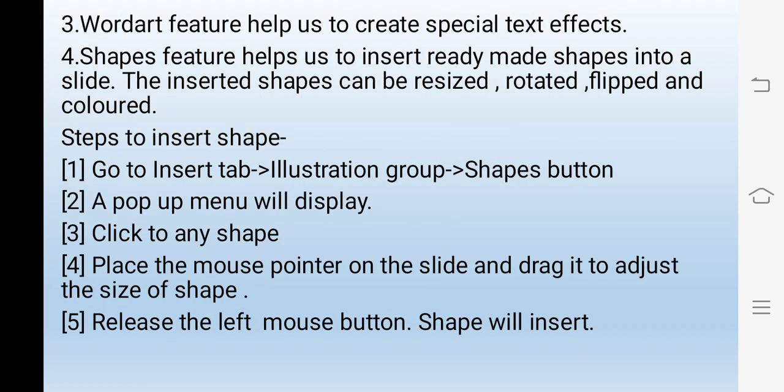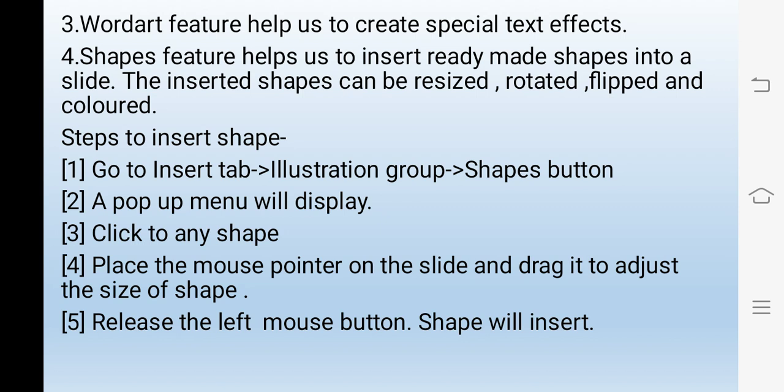Third is briefly explain the word art feature. Children, the word art feature helps us to create special text effects. Next is explain the shape feature and the procedure to insert a shape in a slide. Children, the shape feature allows us to insert ready-made shapes, and inserted shapes can be resized, rotated, flipped and colored.